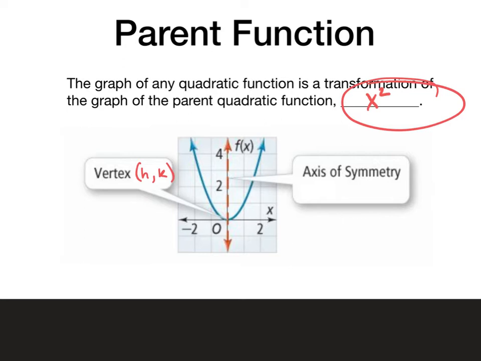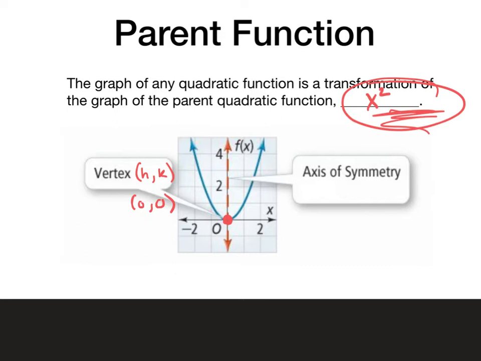In this x squared, is anything added or subtracted in this equation? Do we have anything here? No, it's just x squared. There's nothing being added or subtracted. So our h is 0 and our k is 0. We have no h and k. So the vertex of our parent function is just 0, 0. It's at the origin.